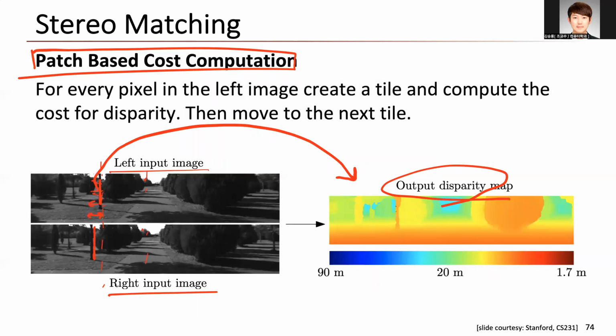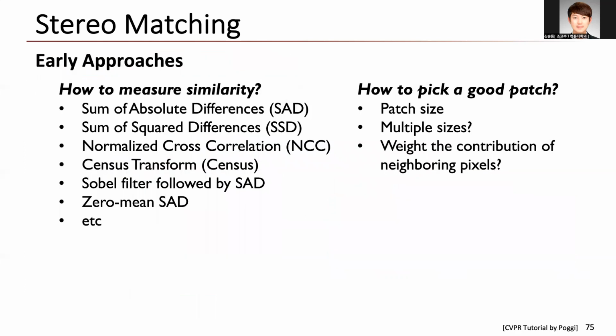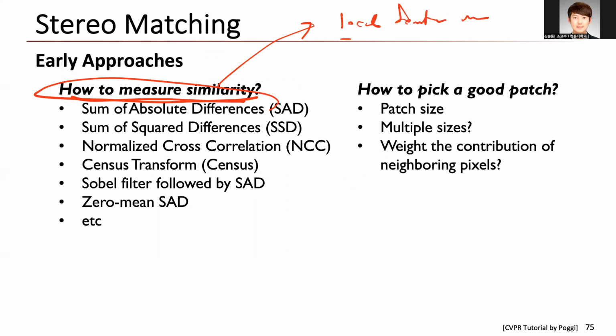So this is the disparity map and the patch-based cost computation method. So how to measure the similarity? This is one of the most important questions, right? How to measure the similarity? This is the same question as in local feature matching, right? Local feature matching. For example, DeepCompare, DeepDisk, blah blah blah. So how to measure similarity?